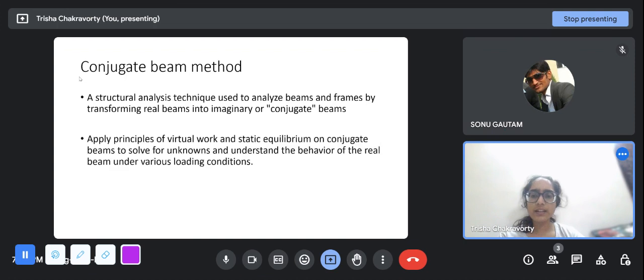So the first thing is that the real beam has to be converted into an imaginary conjugate beam using the rules. Then on that conjugate beam we can apply the principles of virtual work and static equilibrium to solve for the unknowns. Basically, the unknowns are the bending moment, shear force, and the deflection and the slope.